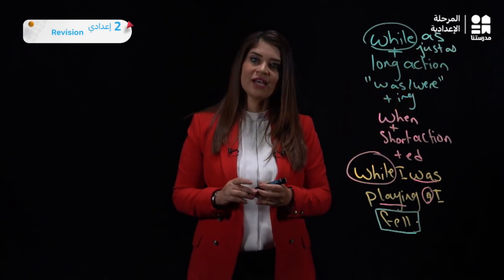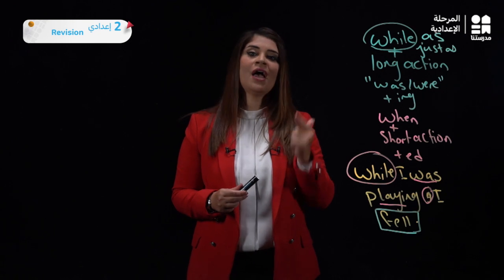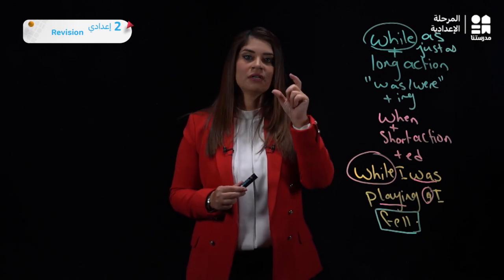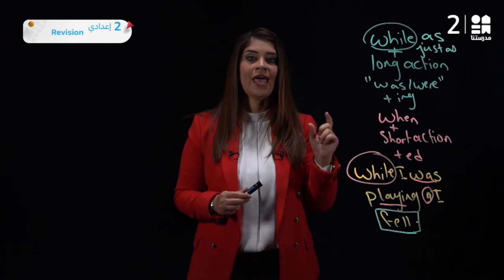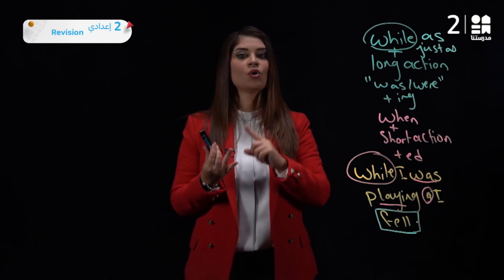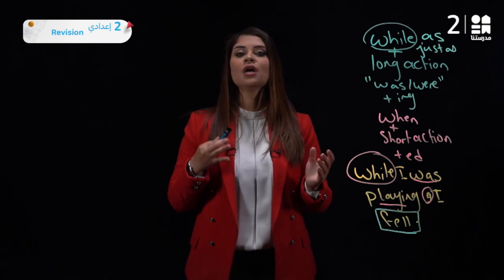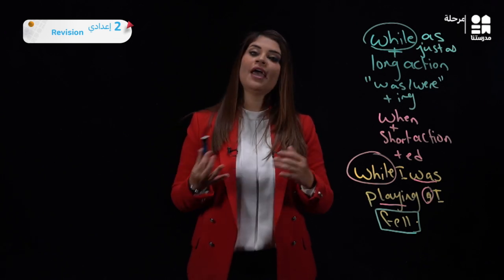Okay, as and just as. If I find while, as, or just as, this is to be followed by a long action. After it there must come a long action, which means was or were plus ing. Okay. When shall I add was and when shall I add were?